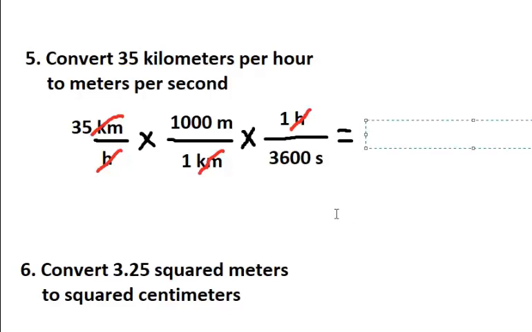So if we do such operation, we're going to get the answer 9.7222 meters per second. In this case, we write them with a slash because it's the answer. I'm not going to put a line as a fraction, because I don't need to do any other operations. That's the final answer, so I'm going to write it like that.